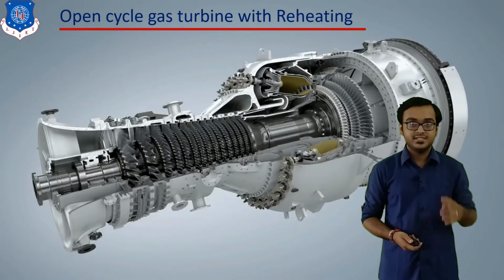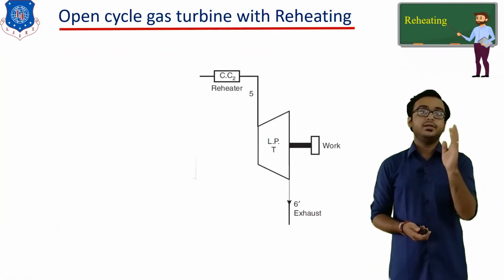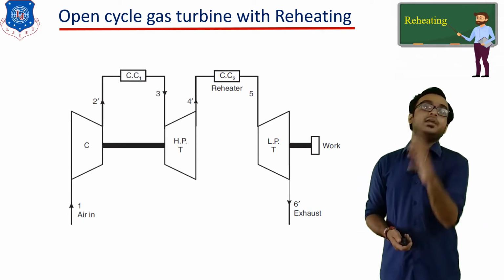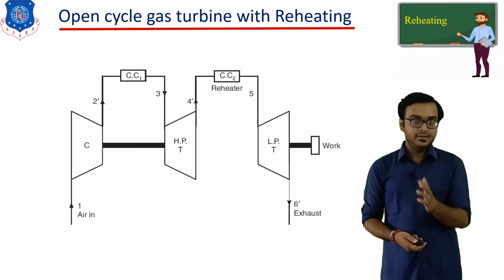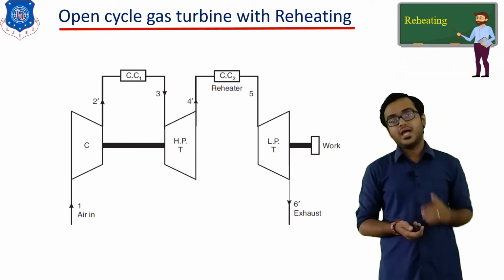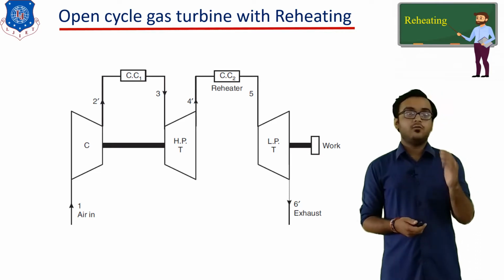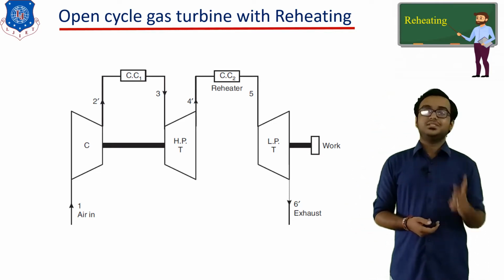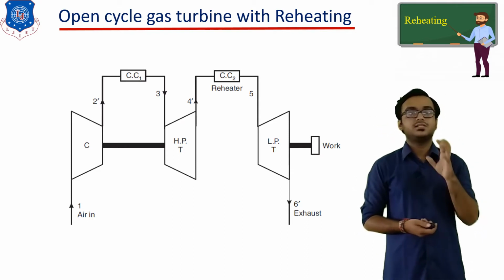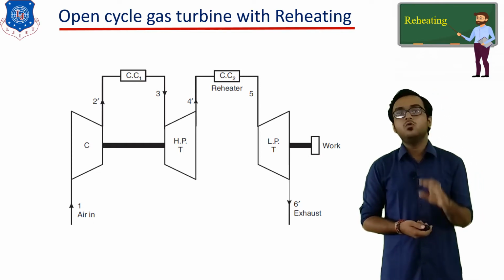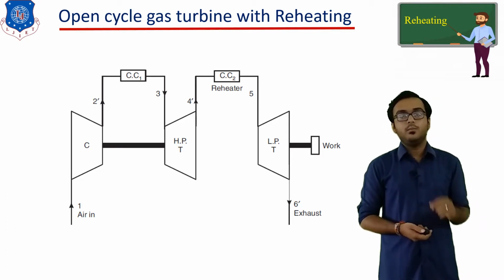Okay, so let's begin our session with the schematic here. Here we have an open cycle gas turbine with reheating, in which you can observe we have more than one turbine, HPT and LPT. HPT stands for the high pressure turbine, while LPT stands for the low pressure turbine. Then we have a compressor, and two combustion chambers, CC1 and CC2. To understand the working of this cycle, observe the diagram in which we have mentioned the different components and different points. Let's start our cycle with point number 1.